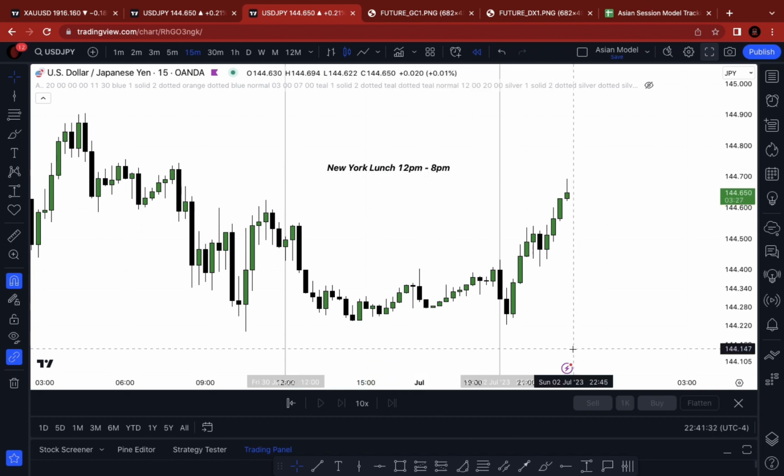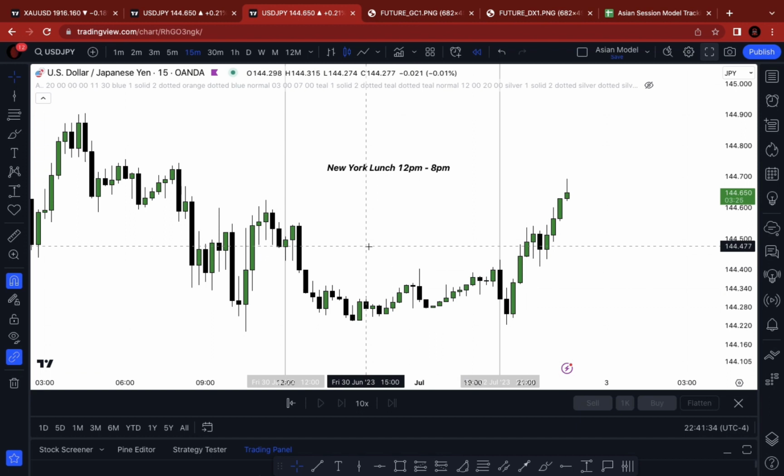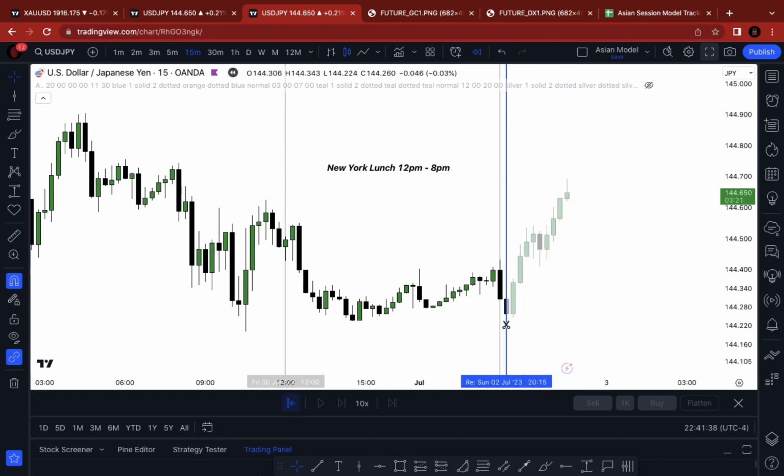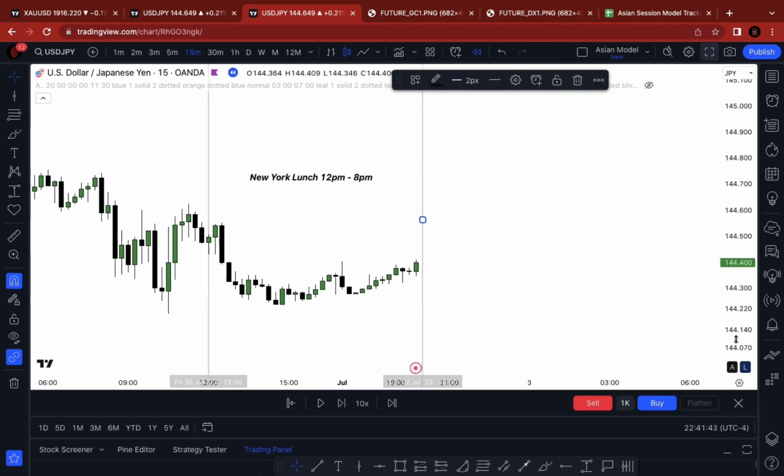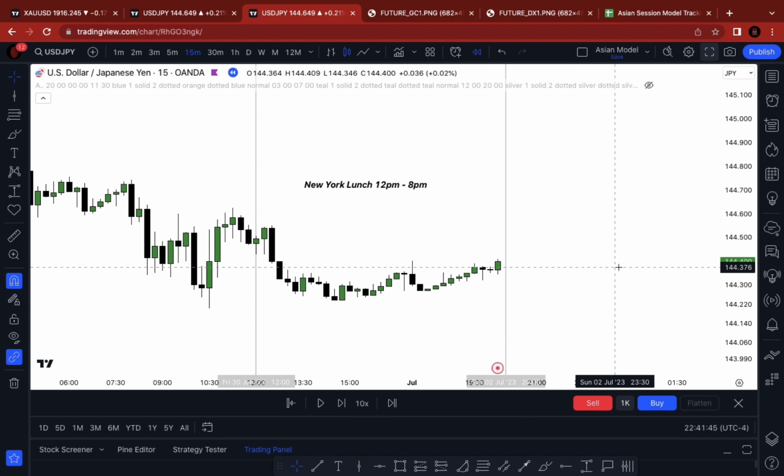So at this point, I like to mark off the swing highs and swing lows that are going to form just prior to 8 p.m. So I'll bring it back just like this. Generally, like I said, you're going to be faced with consolidation.